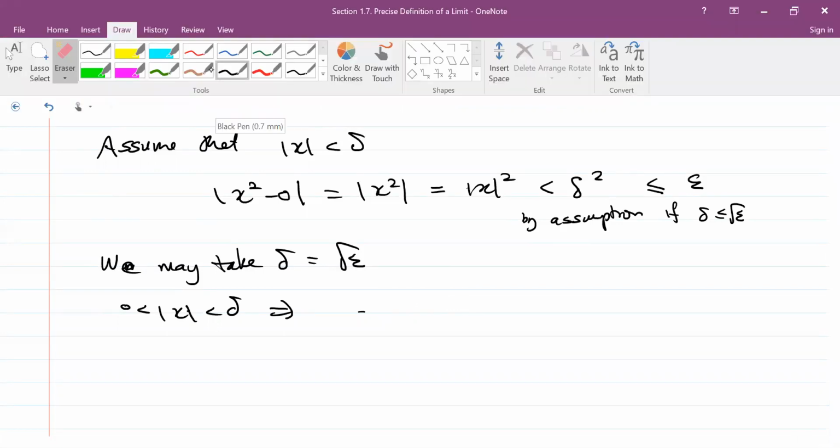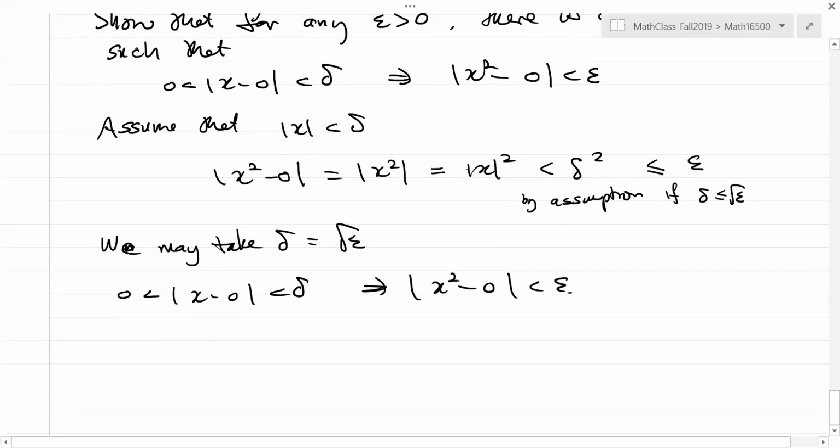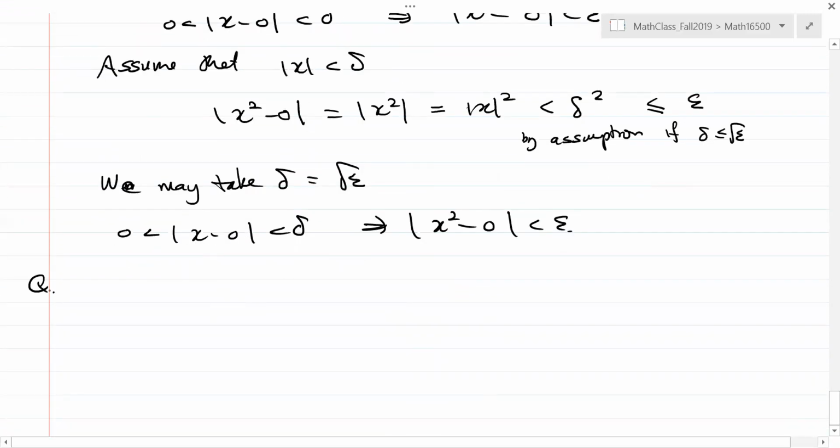Let me give a complete description of this. Absolute x minus 0 less than delta implies absolute x squared minus 0 less than epsilon. Okay, all right, we're done. So this one, you still can use the first method to figure out the delta. But I choose this method because we're going to see the next problem, which this is the only method that works.